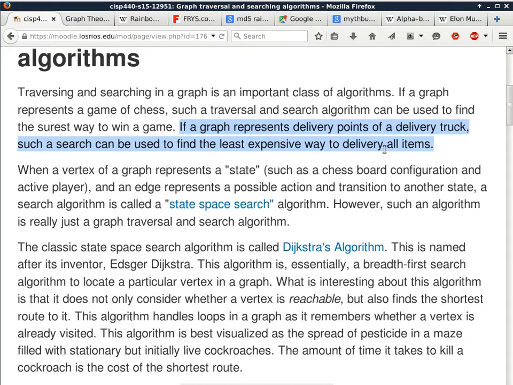If a graph represents delivery points of a delivery truck, a search can be used to find the least expensive way to deliver all items. Do you think this is important to UPS, or do you think UPS looks at this and says, oh, that's a gadgety thing, we don't really care about algorithms or anything like that? Do you think it actually saves money when they use a computer to plan the truck routes? Sure they do. Tremendously. This is big money for not only UPS, but also for trucking companies, any commercial entity that has to deliver stuff. This is actually a big deal.